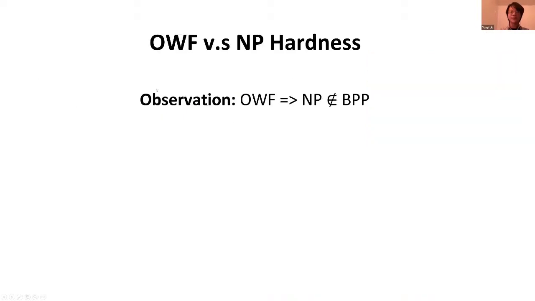A simple observation is that the existence of one-way functions implies NP is not equal to P. To see why, for any polynomial-time computable function, we can define the problem of inverting the function as an NP search problem. If NP is easy, then any search problem can be solved in polynomial time, which is a contradiction. So proving the existence of one-way functions unconditionally seems to be a very hard question.